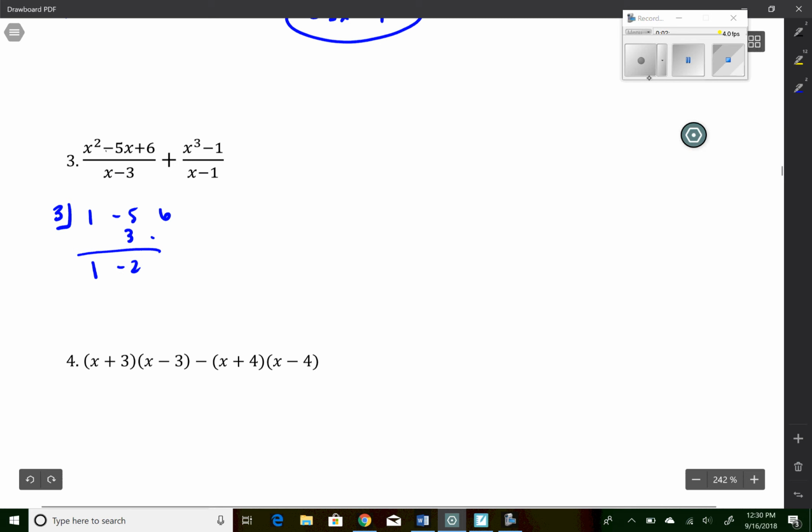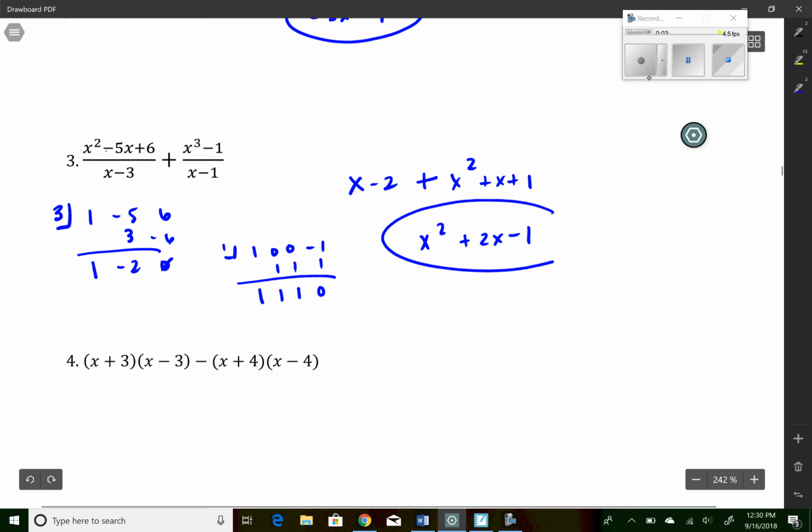And see that the first division problem comes out to be x minus 2. The second division problem comes out to be x squared plus x plus 1. Add all up and you get x squared plus 2x minus 1 as your final answer. So we don't have to really do a ton of extra work here. We just have to do some synthetic division.